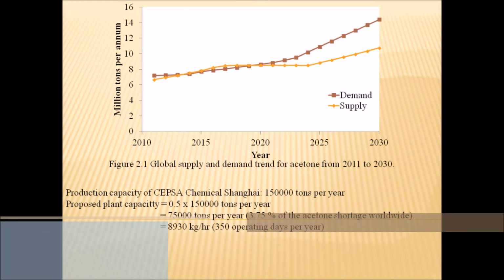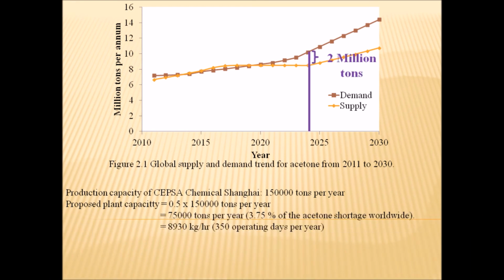By that time, the demand for acetone is expected to be 10.5 million tons, while the market can only supply 8.5 million tons of acetone. This refers to a shortage of about 2 million tons.